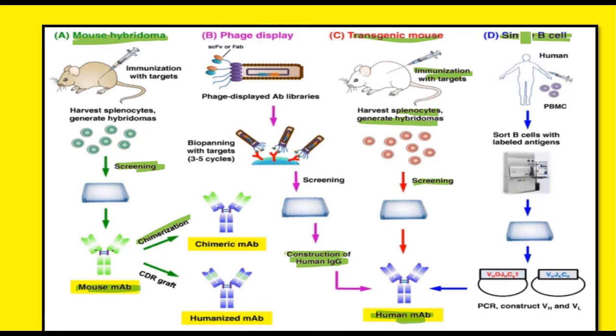Last is by the single B cells. So human will be there. Here the primary bone marrow cells will be there. The B cells are sorted out and they are labeled with the antigens. Then again the screening part will be done, and by PCR variable and constant regions are constructed and ligated later on.